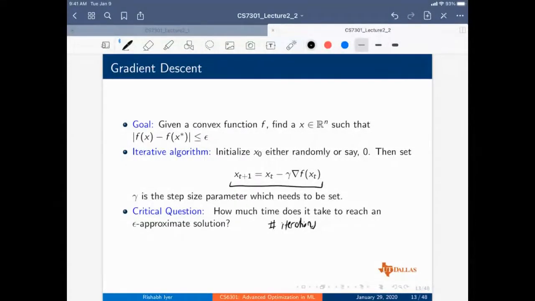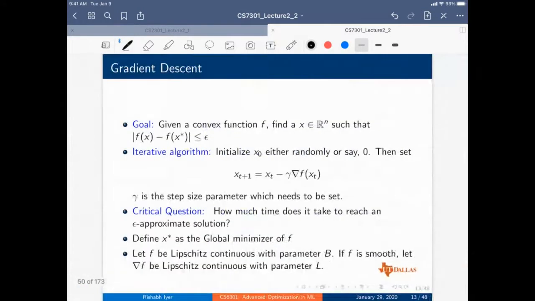Yeah, okay, awesome. So the critical question is: what is the number of iterations that are required so that we can reach an epsilon approximate solution? Here we'll use some notation. We'll define X star to be the global minimizer of F.